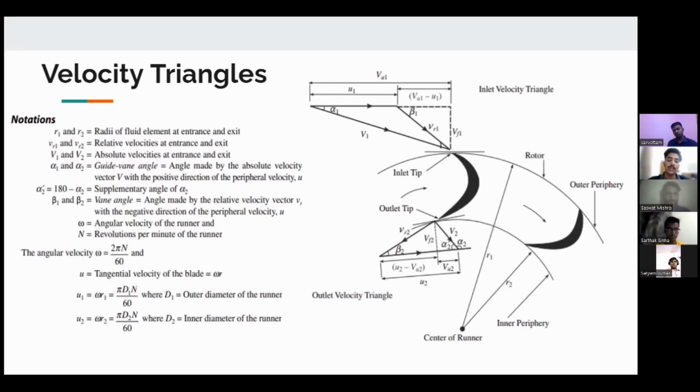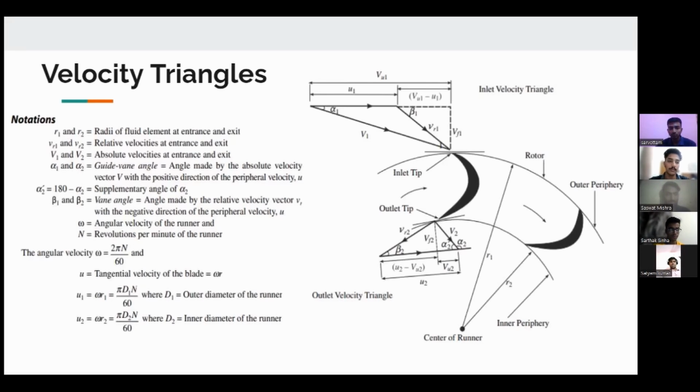So basically, velocity triangles are typically used to relate the flow properties and the blade design parameters in the relative frame, basically rotating with the moving blades, to the properties in the stationary or absolute frame.